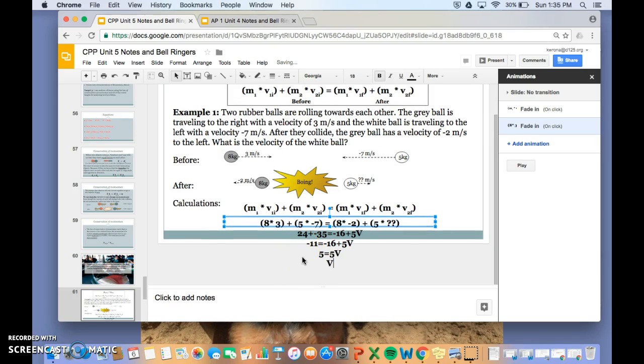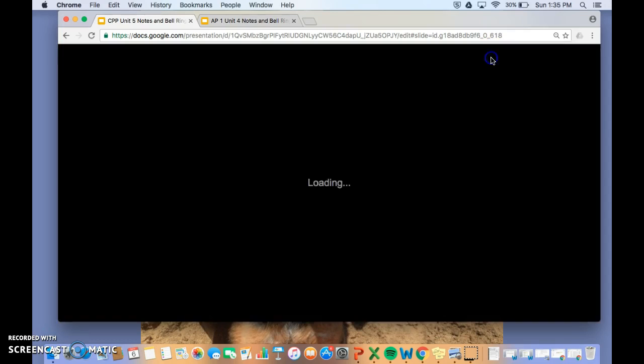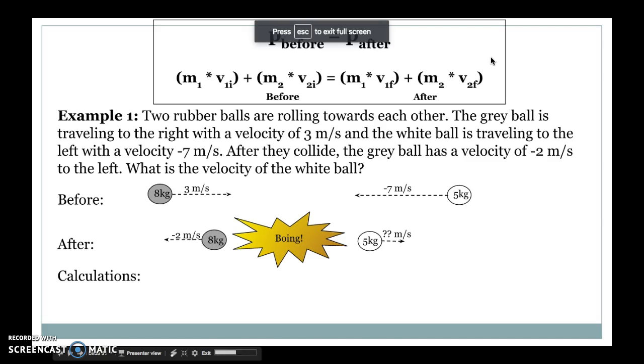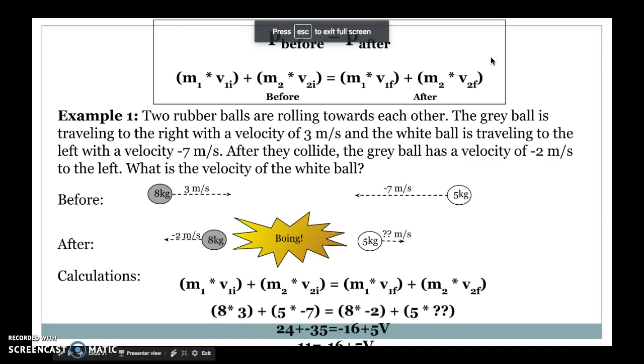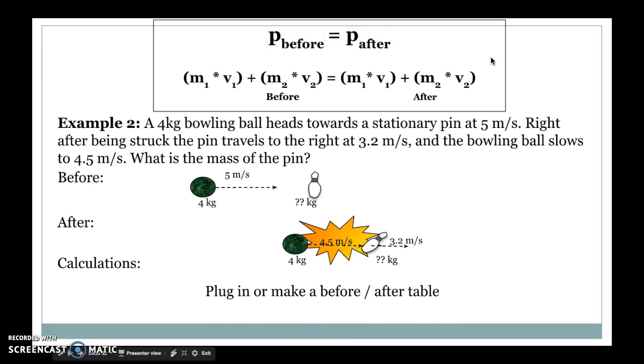Divide both sides by 5, and you would get the final velocity of the white ball is 1 meter per second. Okay, so I'm using the calculation. Now that's not the only way that I can solve these problems. I can also solve them using a chart. So let's try another example on page 27 using a chart. Again, I know I'm moving fast, so feel free to pause and replay if you need to.